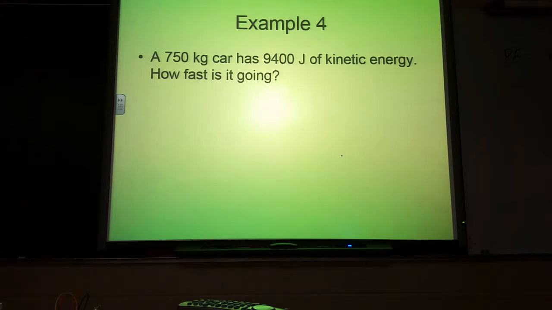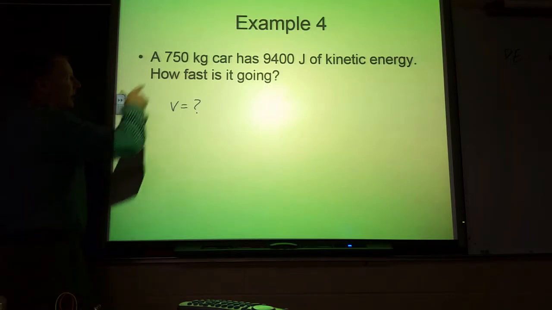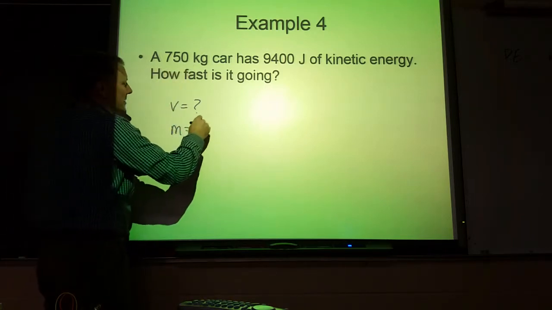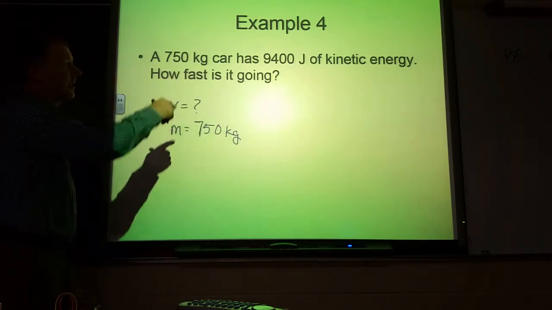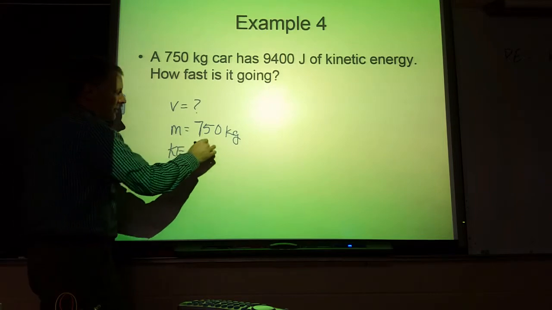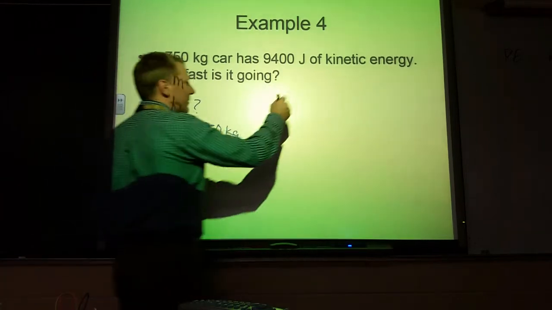So now, let's imagine we have a 750 kilogram car that has 9,400 joules of kinetic energy. How fast is it going? Okay, this one, it says how fast is it going, so we must want to find the speed. We're given a mass, 750 kilograms. We're given the kinetic energy of 9,400 joules. But we are left to figure out how to find the velocity from that.